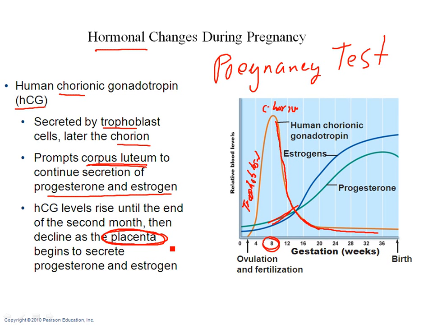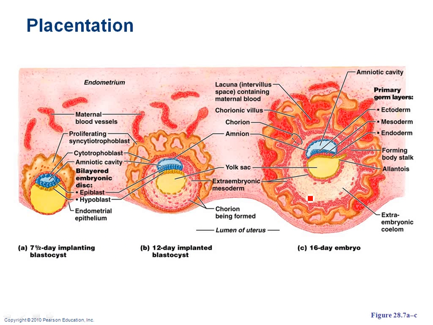So you have HCG. It's going to keep that estrogen and progesterone being made by the corpus luteum. You're going to have the placenta being formed, and once it forms, it'll take over and make the progesterone and estrogens itself. So those are some of your hormonal changes that are going on. Okay, so placentation. This is basically making the placenta. Here is 7.5 days of implanting. You can see it's totally inside the endometrium now.